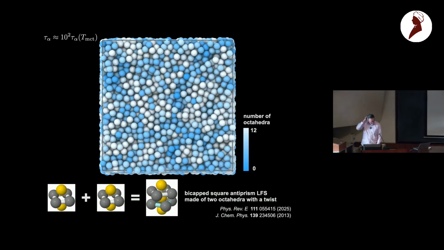So what I'm showing in this plot here is if I'm white, I'm in about 12 of these. The white particles are in about 12 of the octahedra, and the blue particles are in fewer octahedra. So this is another way of expressing the local structure.